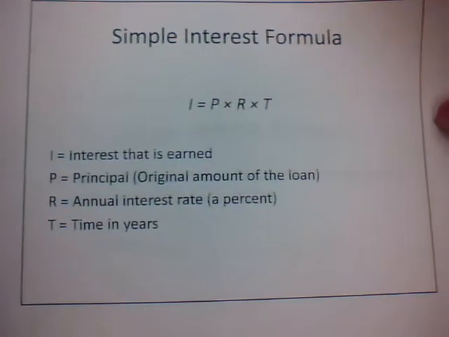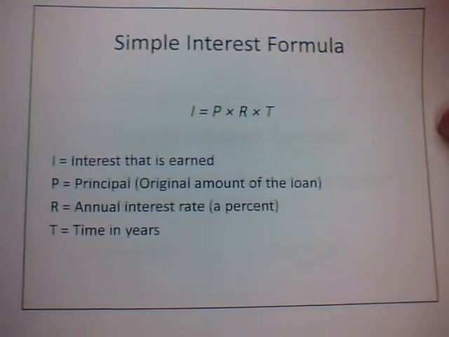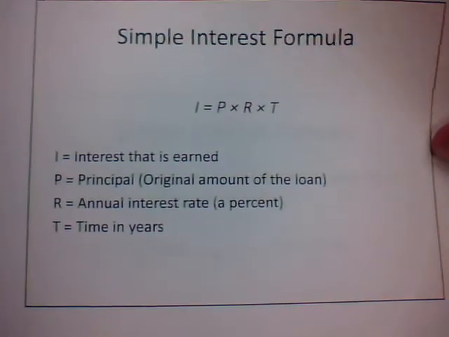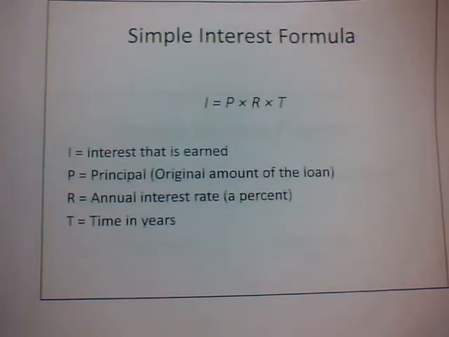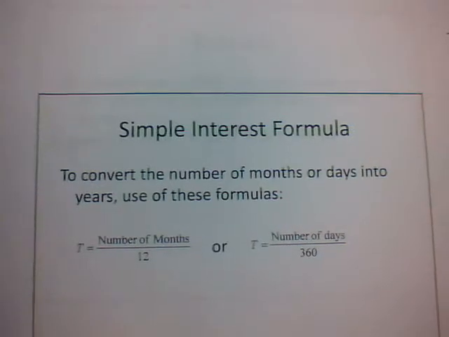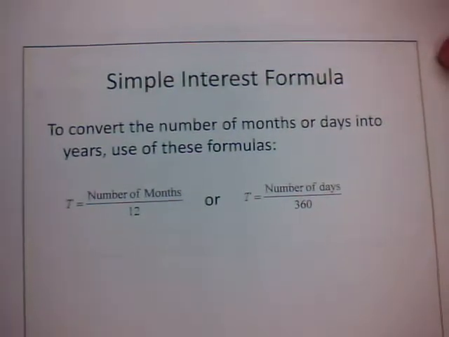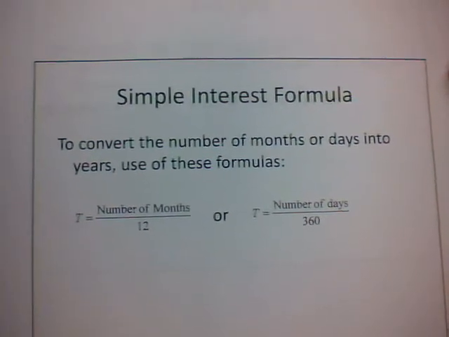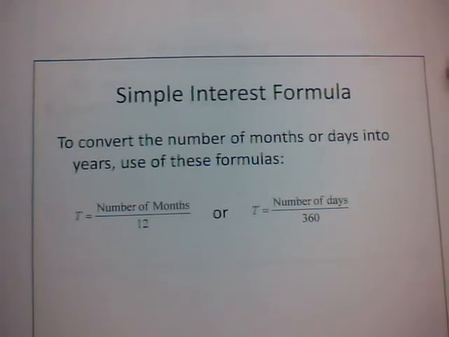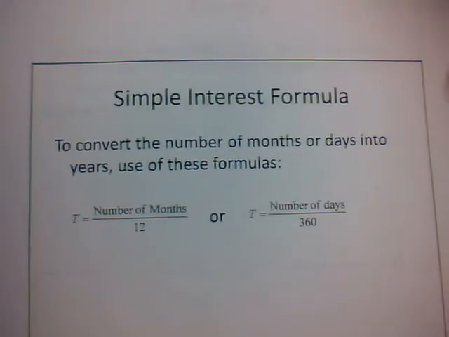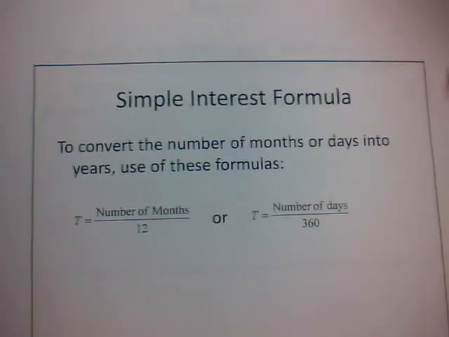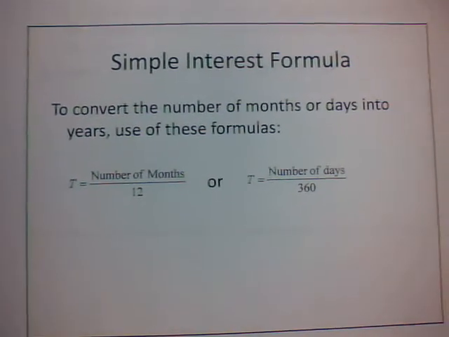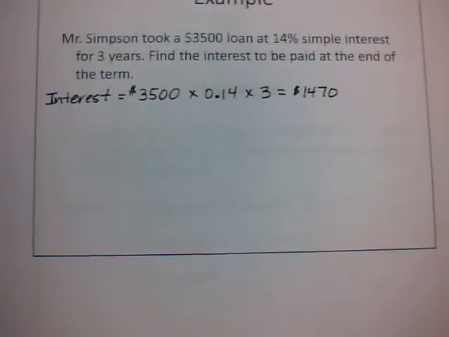And it's very important that we have the time of a particular investment or loan be in years. Because if it's in months or in days, then we must convert that into years. And to convert the number of days or months into years, we will use these formulas. T is going to be the number of months divided by 12, if it's in months. Or if it's in days, then we'll take the number of days and divide that by 360. Okay, so that's very important. And we'll look at some examples that deal with simple interest.